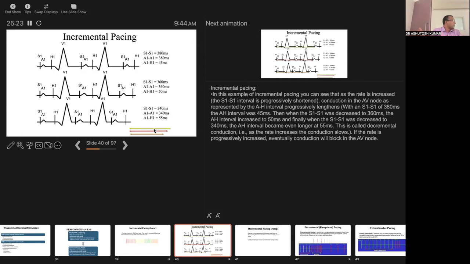It will go directly from 55 to 101. When the AH interval increases by 50 milliseconds with a decrement of 10, suppose this is 360, you have gone to 340 and it was 50, it has gone to 100. Then it is called a jump.